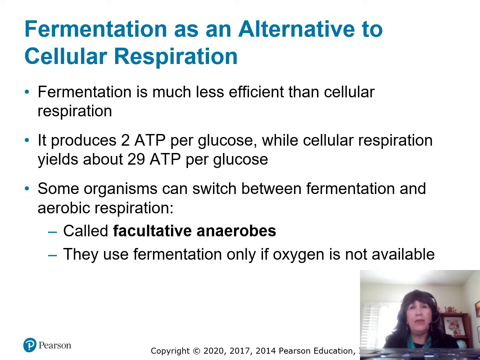Fermentation is much less efficient than cellular respiration. I'm going to say that one more time because I know that's a test question. Fermentation is much less efficient than cellular respiration. Fermentation only produces 2 ATPs, whereas cellular respiration produces 29 ATPs or more. Now, there are some organisms that can do both fermentation and cellular respiration, and these are called facultative anaerobes. As a matter of fact, E. coli, which is found in your gut, is one such organism.